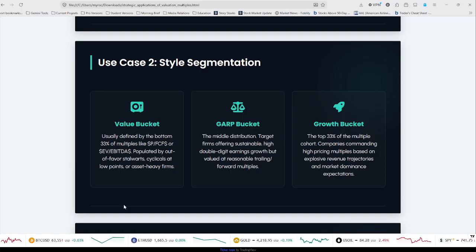All right. The second use case is one that you guys know that I utilize on a regular basis. So this is the style segmentation. This is where I take valuation multiples and I lead with one assumption, and this is something that Peter Lynch talked about a lot. Not in this fashion, but it's something that he looks at, like, what type of company am I investing in?